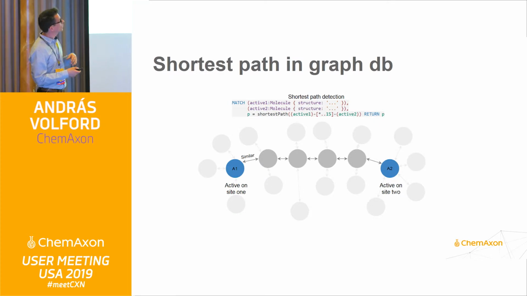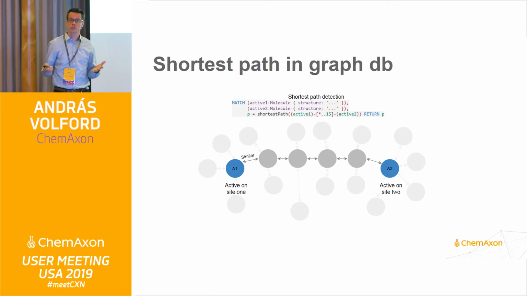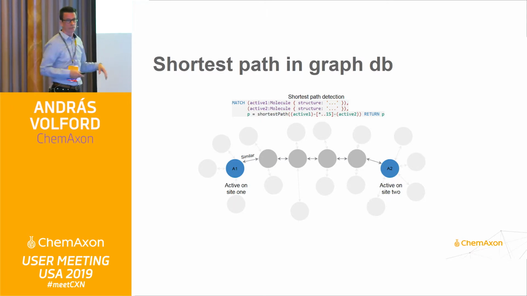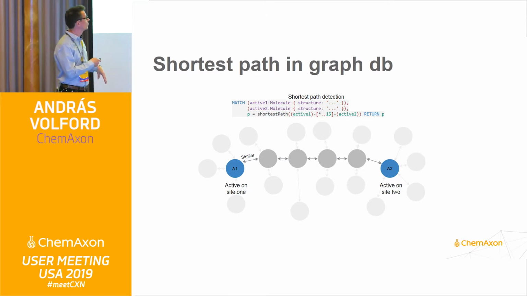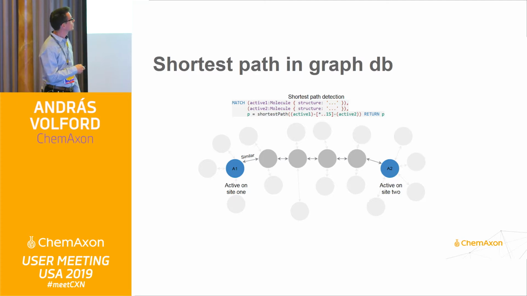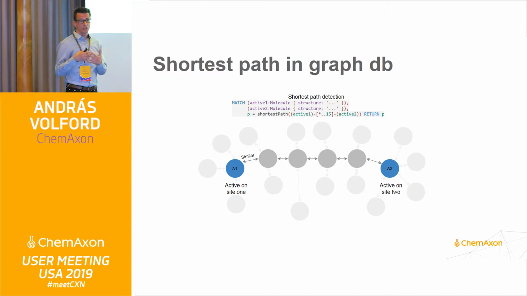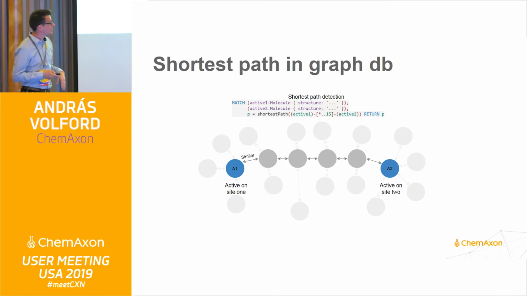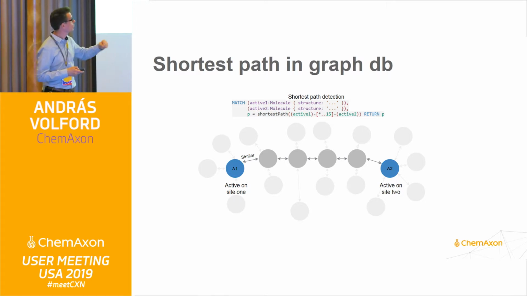Also, if you are trying to find the shortest path in a graph database, because you have a structure which is active on site 1, and another structure which is active on site 2, and you want to find a structure which has some activity on site 1 and site 2 as well, then the shortest path can give you a very good impression of what structure you want to deal with or go forward on.